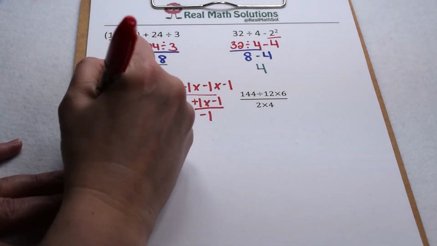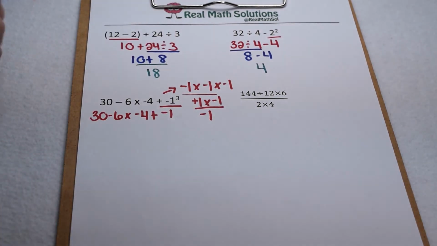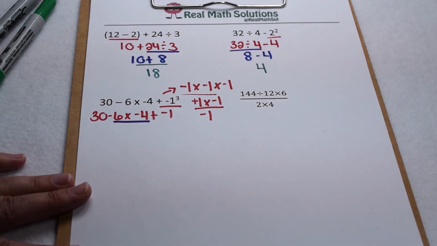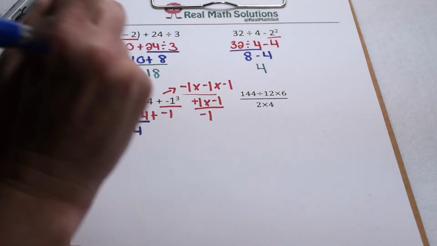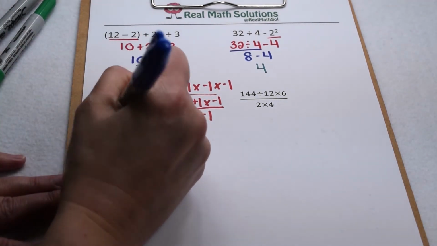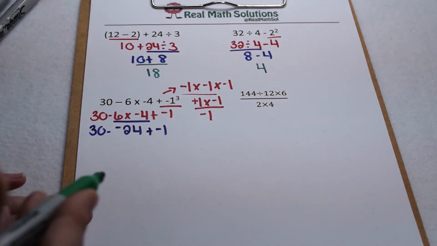So that means my problem is now 30 minus 6 times negative 4 plus negative 1. So now we can move on to multiplication. 6 times negative 4. Well, 6 times 4 is 24. My signs don't match, so that's going to be a negative 24. So now my problem is 30 minus negative 24 plus negative 1. Well, now we can work from left to right.